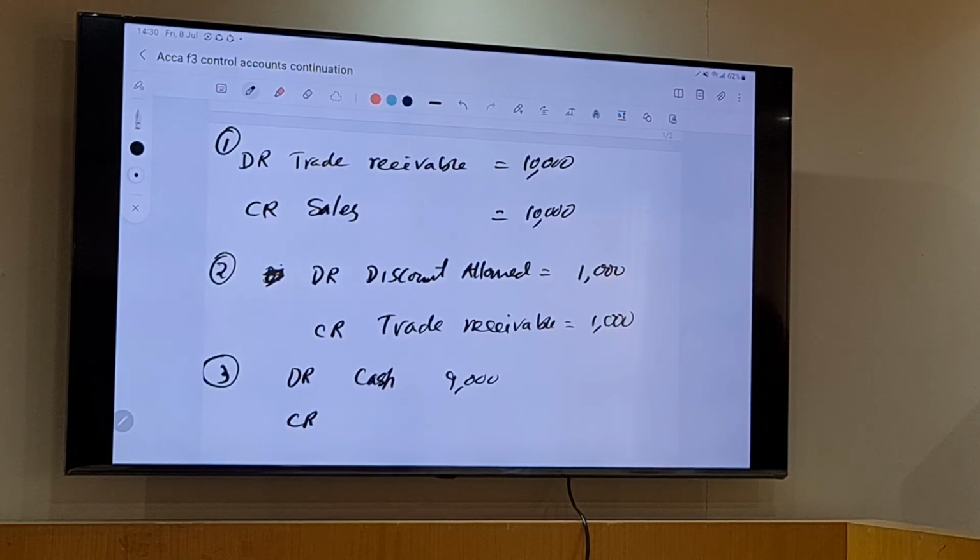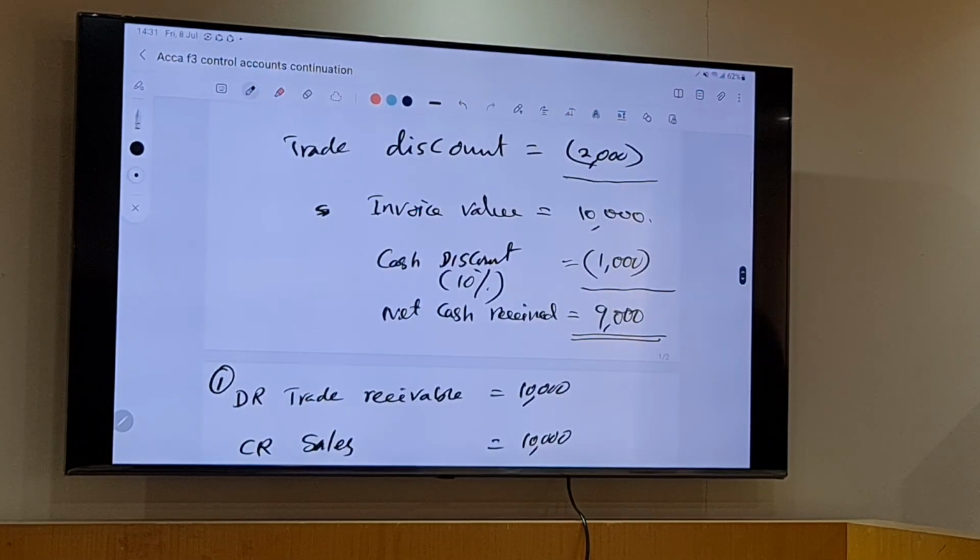Credit, where to credit? Cash, account receivable? We receive from whom? Trade receivable. So we should credit to trade receivable. Mr. Mohammed, can you explain this credit receivable 1,000? You understood this? You understood how I calculated that 1,000?